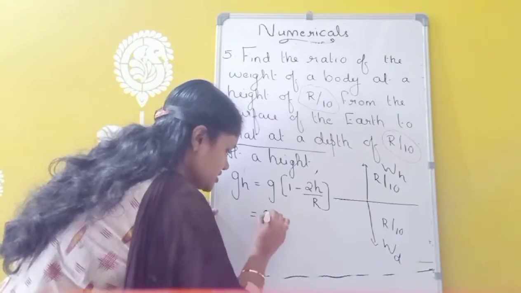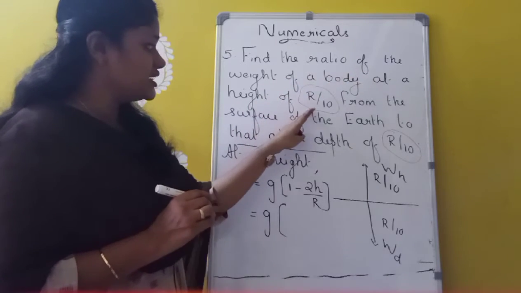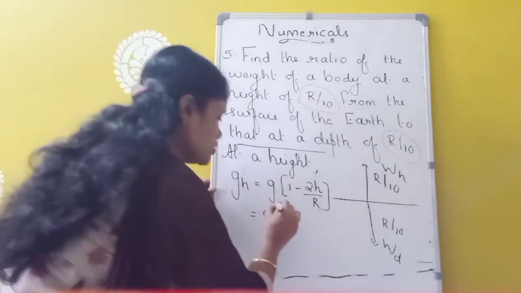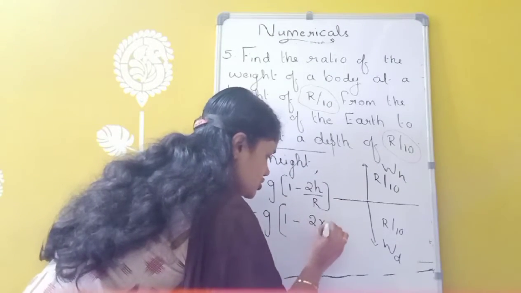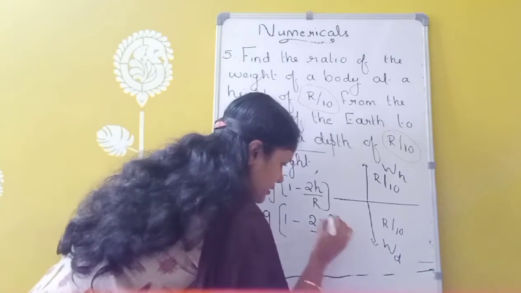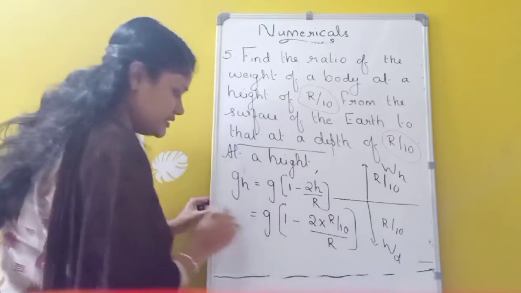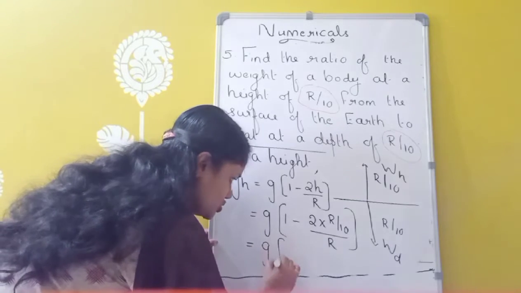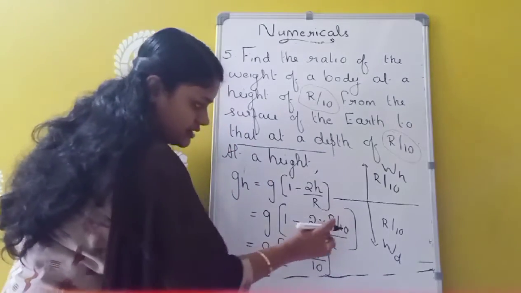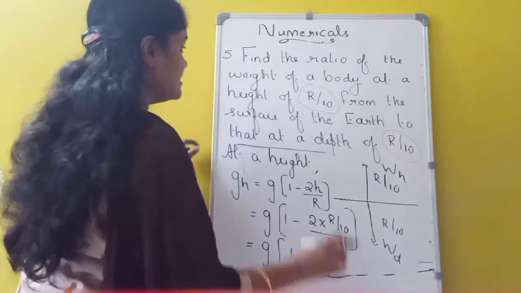Okay. Then it is equivalent to g into, here they are asking, so we have to find the weight of the body at a height of R by 10. So instead of this height, what we can write down? R by 10. So 1 minus 2 into, instead of h, I am writing here R by 10. The whole divided by R is coming here. Okay. And this R and this R will be cancelling. So remaining we are getting g into 1 minus 2 by 10. This R and R are cancelled, so 2 into R by 10 means 2 by 10. Now I am taking LCM here.